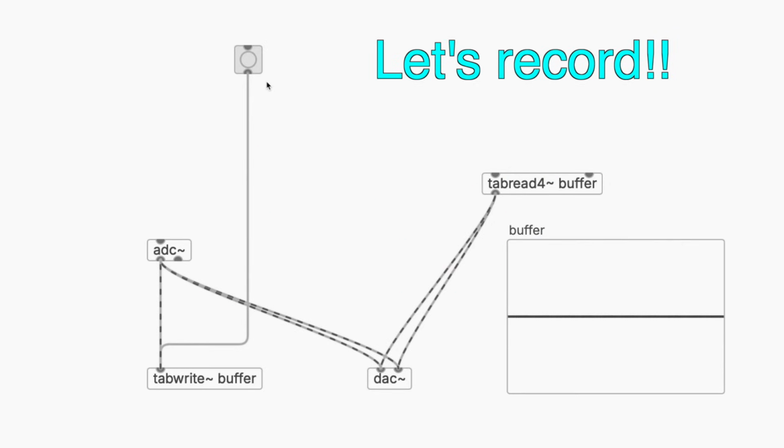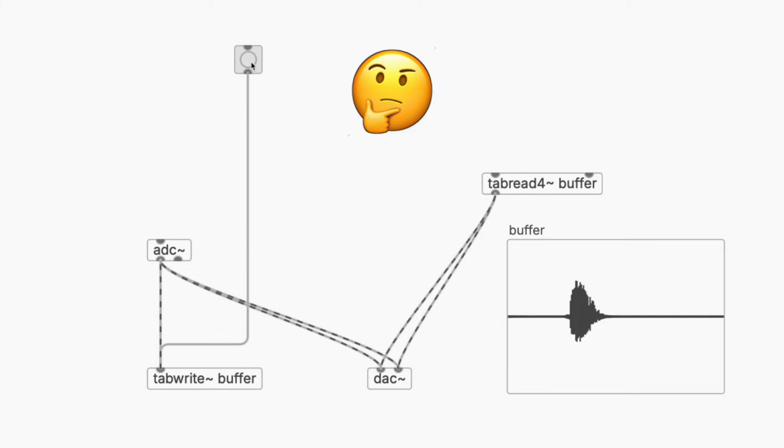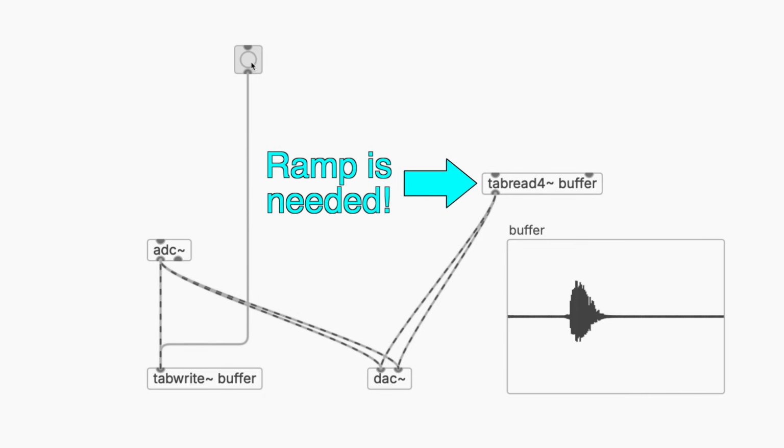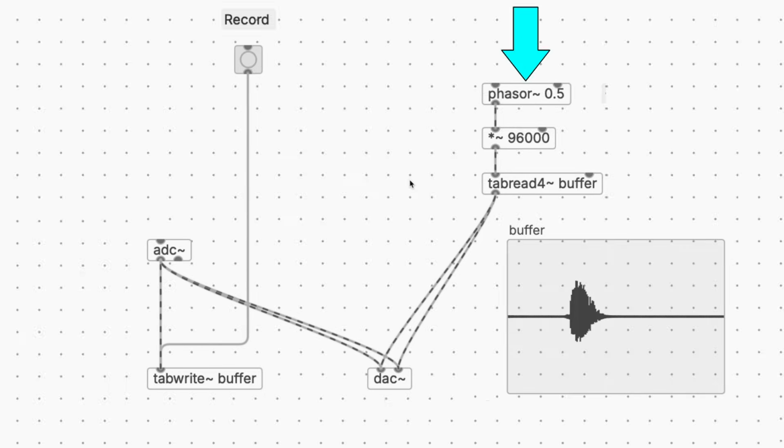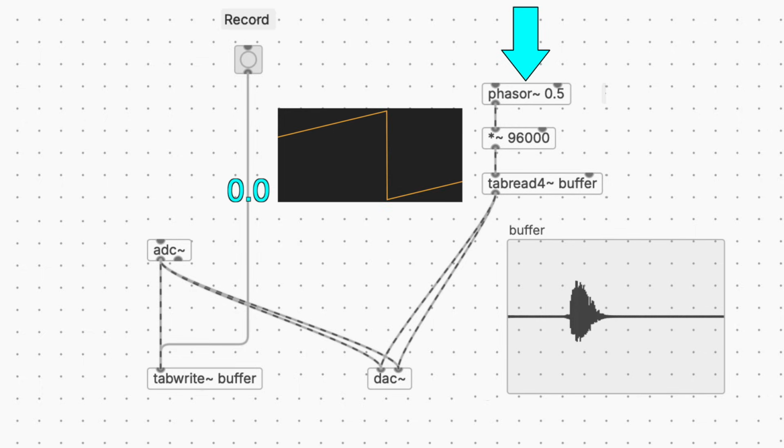Alright, let's press the button to record. Hello. Okay, I don't hear anything playing back. So tabread4~ plays back the recording by outputting specific individual samples from the buffer, and it needs a ramp to do so. This phasor~ object generates a linear ramp from 0.0 to 1.0 over a certain amount of time.